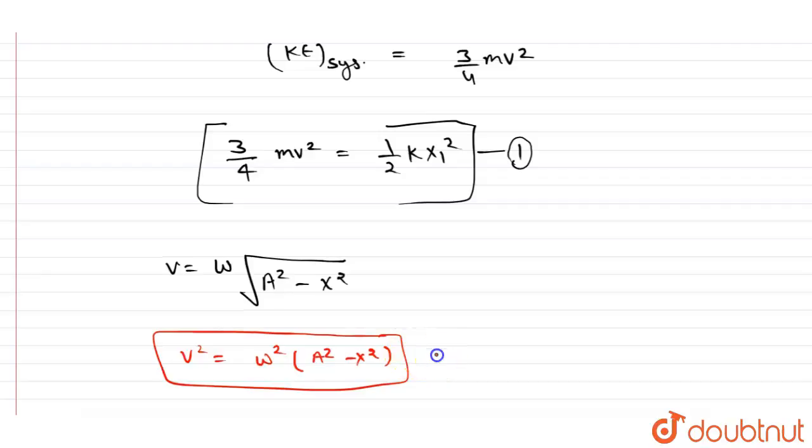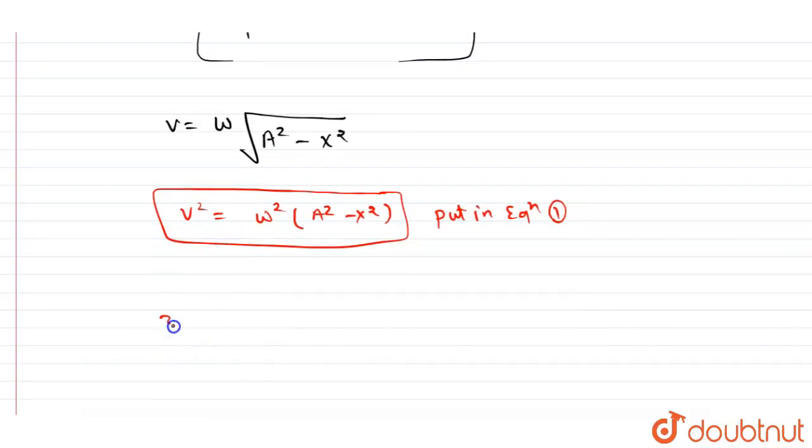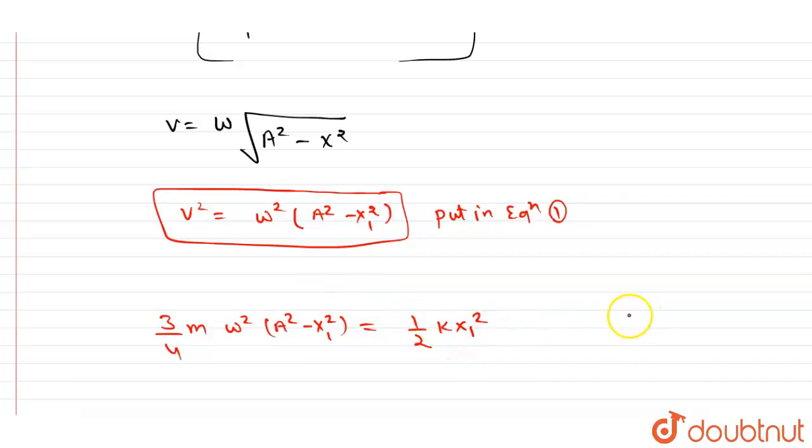Now use this equation. Put this in equation 1. So when you put this value into equation 1, it can be written as 3/4 of m times v square, which is omega square into a square minus x square, equals half of k x1 square, because we are solving for the first v1.